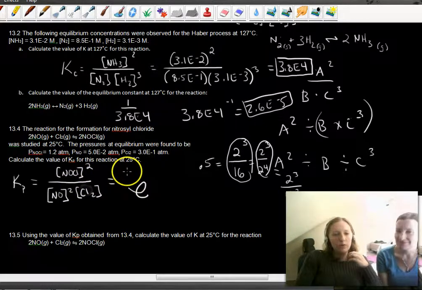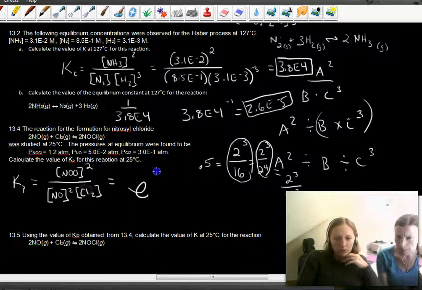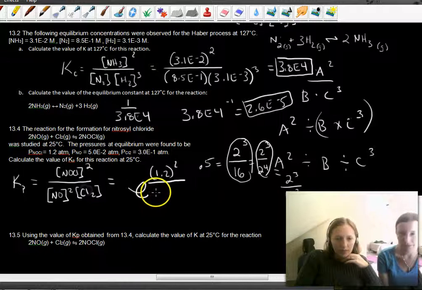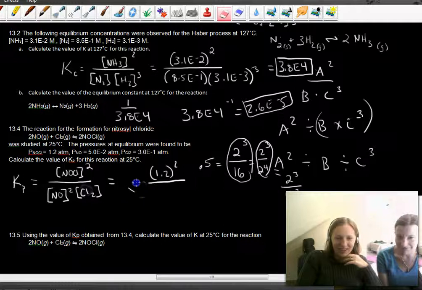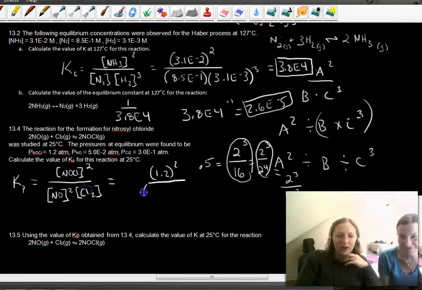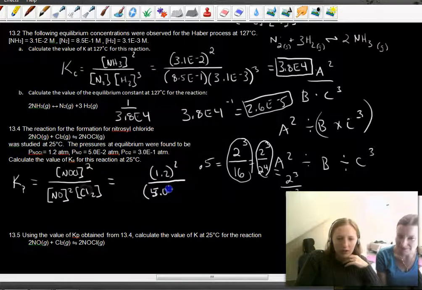So, now we put them in. So, NOCl is 1.2 regular parentheses squared over, nice squiggle. You could erase it. I don't know if I can. Can I? I can. Yes. I'm such a good assistant. You're such a good assistant. Over 5.0 E negative 2 squared times 3.0 E negative 1.